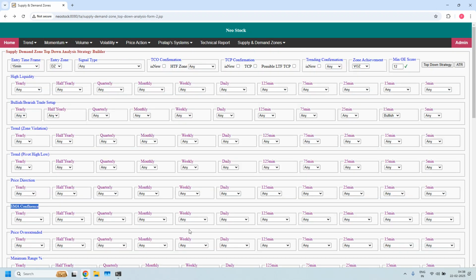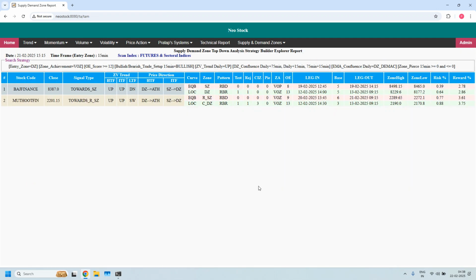In the EMA confluence, daily time frame, I am checking daily demand zone having daily EMA confluence. And also trend on the daily should not be sideways. It should be uptrend because it is a bullish trade setup. So with these filters, we got both the stocks. That means both these stocks are having even more highest probability to get the success. So this is the bullish trade setup for daily income trade.